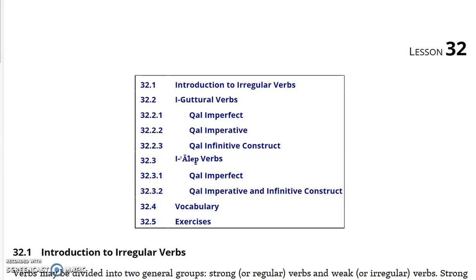I now move on to introduce lesson 32 of Ross, which will begin to introduce the weak verb, what he calls the irregular verb, and among those will be first guttural verbs and first Aleph verbs.